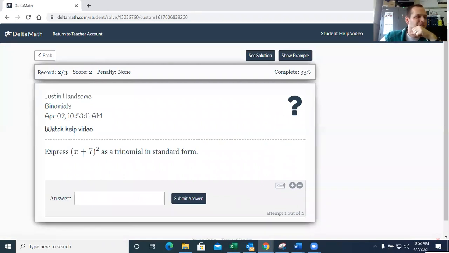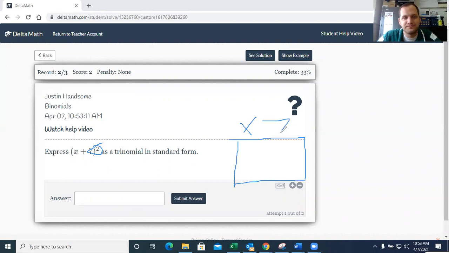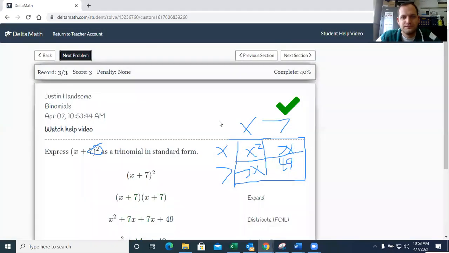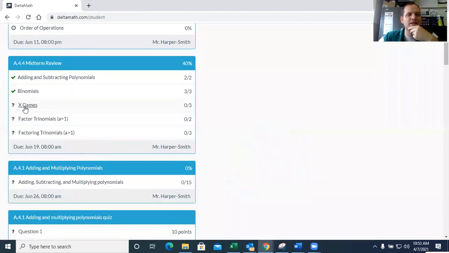One more. Okay, here we go. Ooh, this one. I love these ones. When you square something, it means to multiply it by itself, right? So this is technically x plus 7 times x plus 7. So I draw the box. X and x is x squared. X and 7 is 7x. 7x. 49. Add everything together. It's going to give me x squared plus 14x plus 49. And we're done. 3 out of 3.